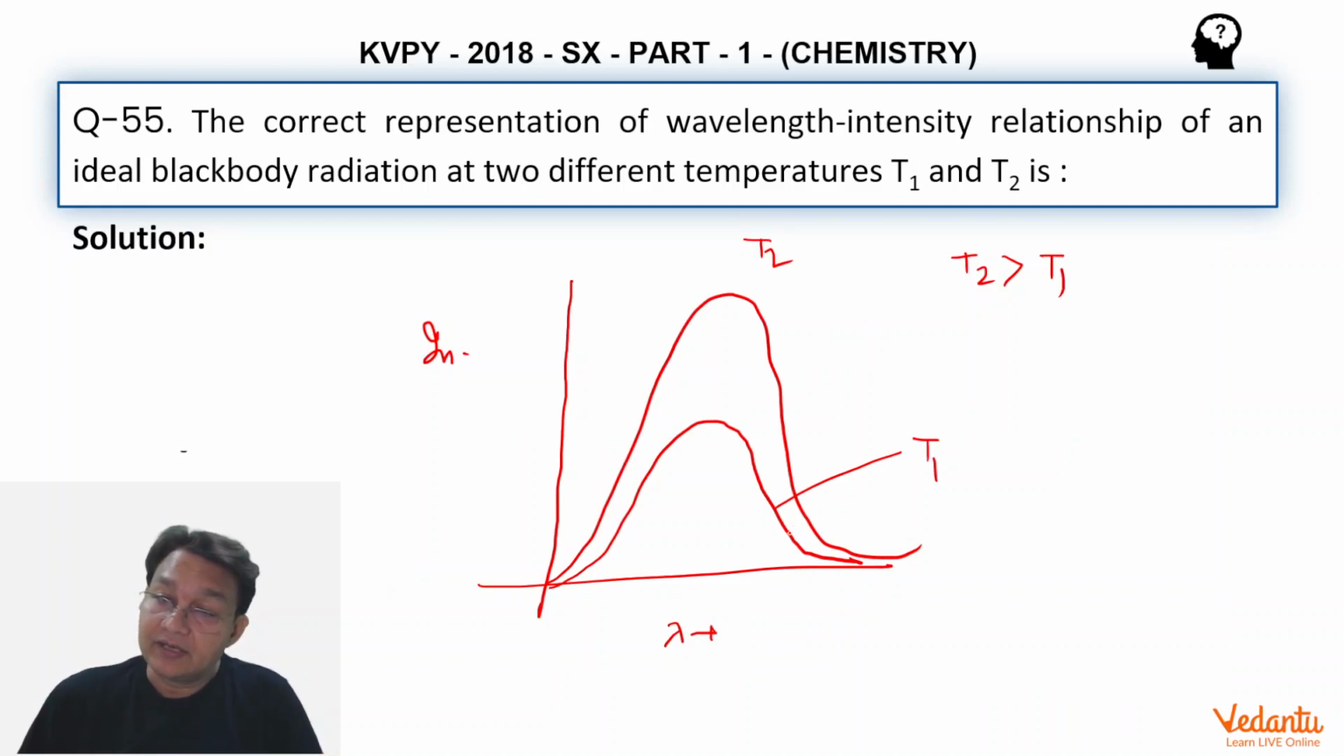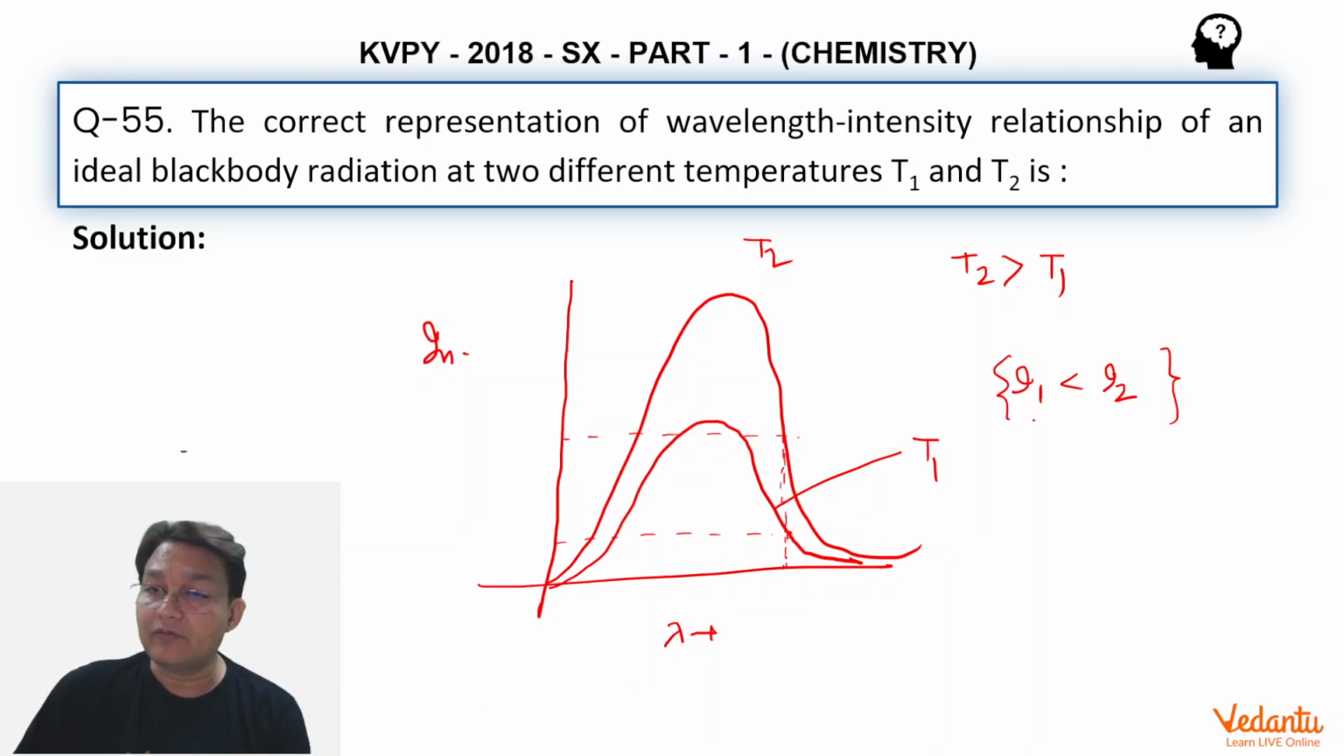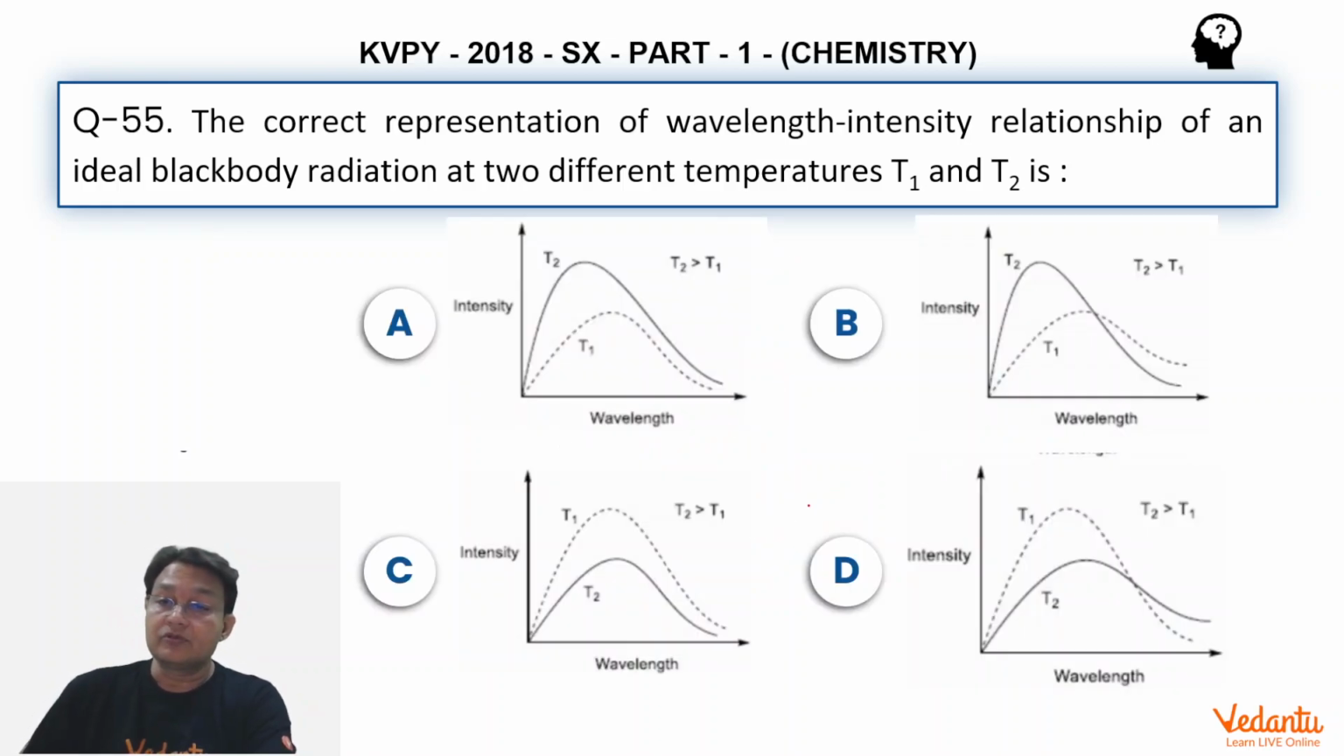Why is it completely inside? Because when you increase the temperature, for every wavelength, in absolute sense, the intensity related to every wavelength increases. Obviously, they are going to produce more energy, more radiation. So at any wavelength, if you compare, the intensity I1 will be less than I2 for any wavelength. That's the property of the black body radiation. That's a very important thing. So we can rule out options B and D.